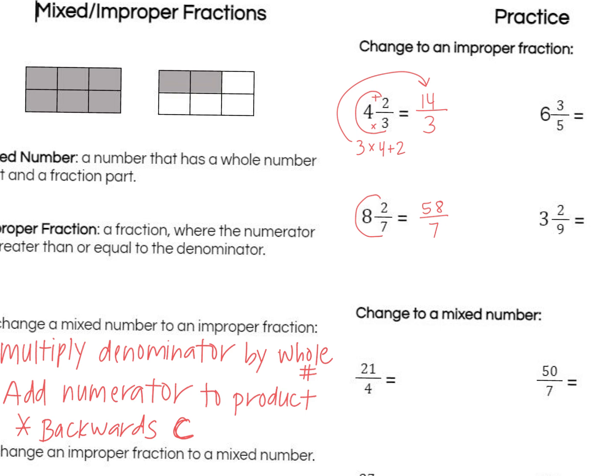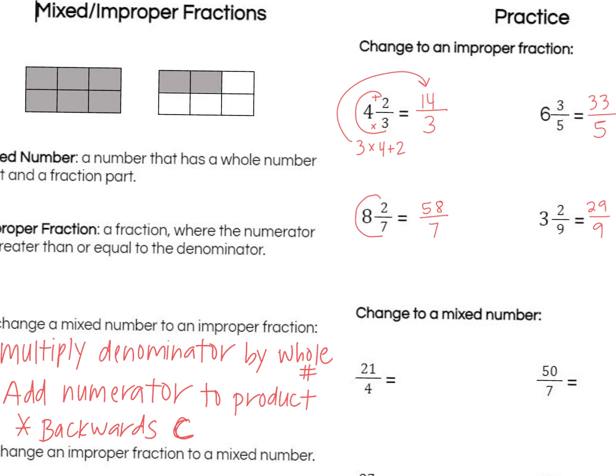All right, peach table at the back. What did y'all get for 6 3/5? What is my improper fraction? 33/5. Very good. And purple table. What is the improper fraction that is equal to 3 2/9? Purple table. Sorry, you are purple. Say it again. 29/9. Very good. Okay, any questions on that?